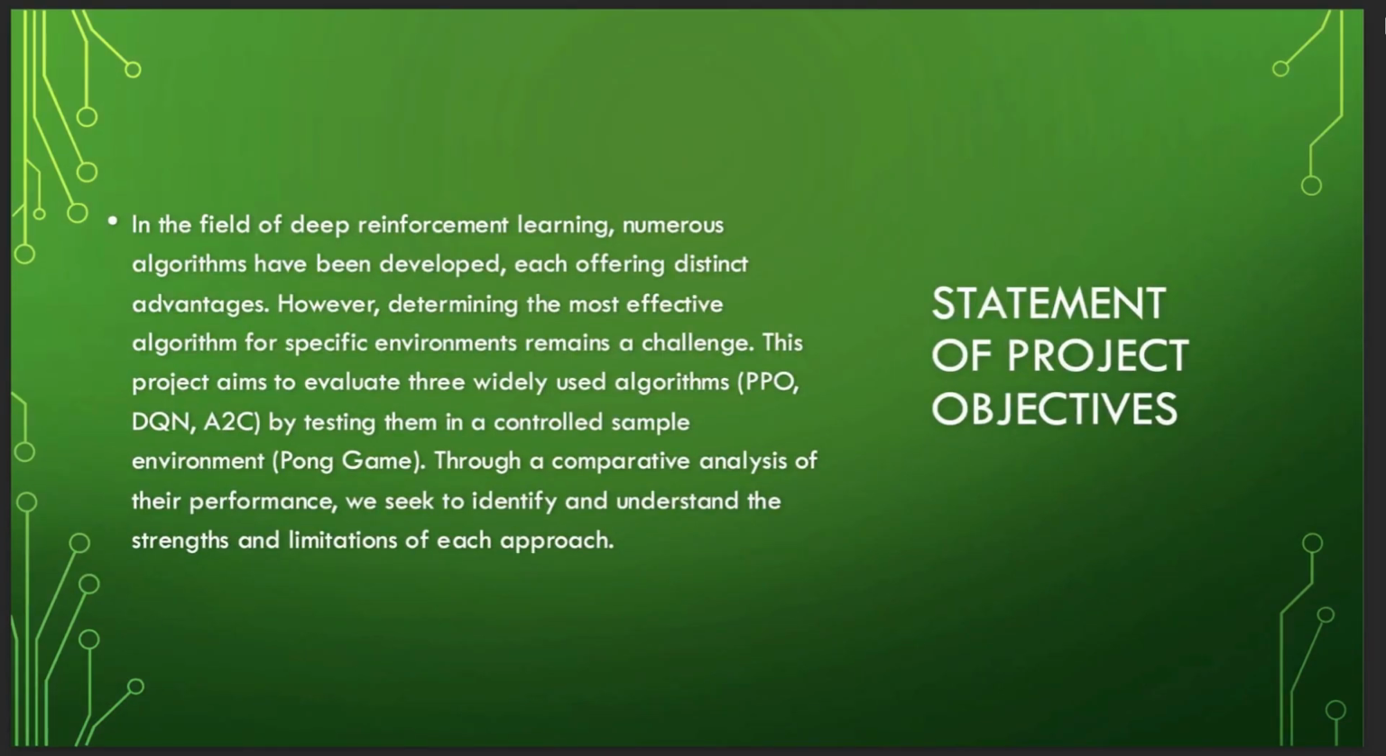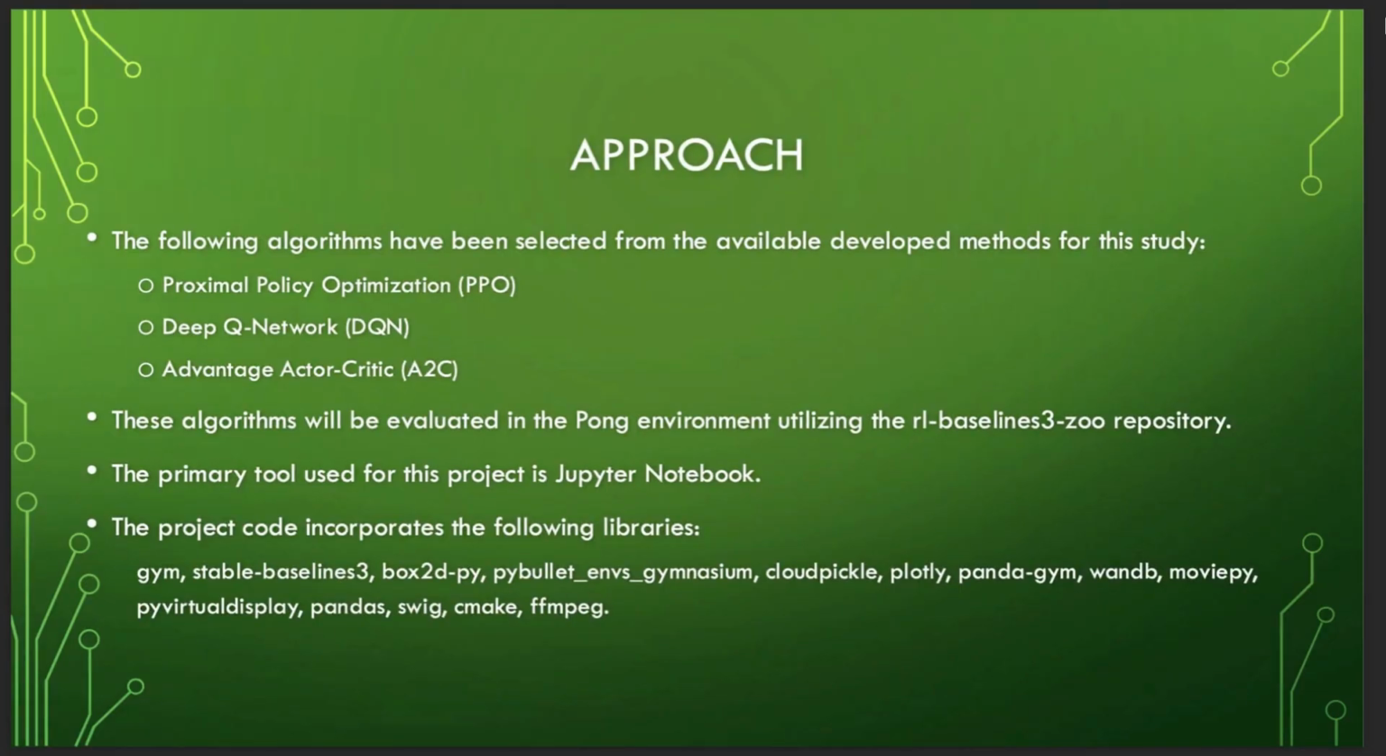In the field of deep RL, many algorithms have been developed with distinct advantages. However, finding the most effective algorithm for specific environments is a challenge. This project aims to evaluate three widely used algorithms by testing them in a Pong game. For this study, we have selected proximal policy optimization, deep Q network, and advantage actor critic.